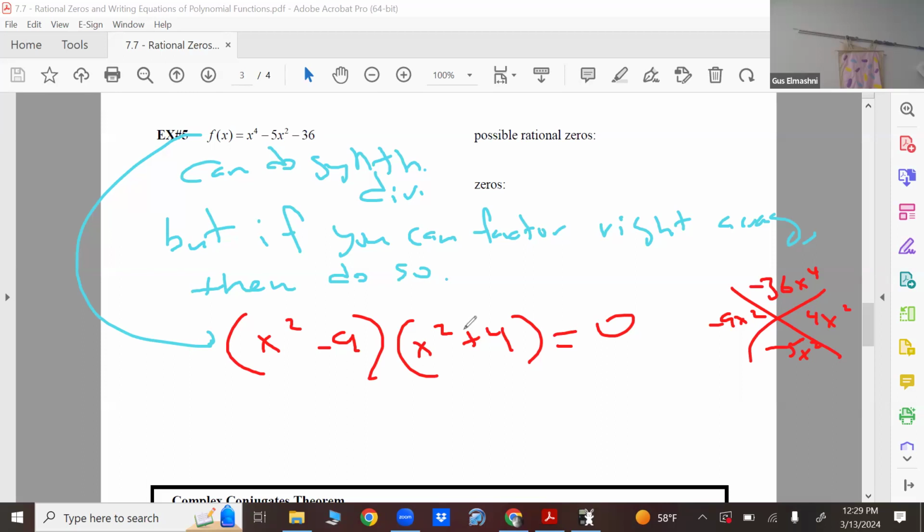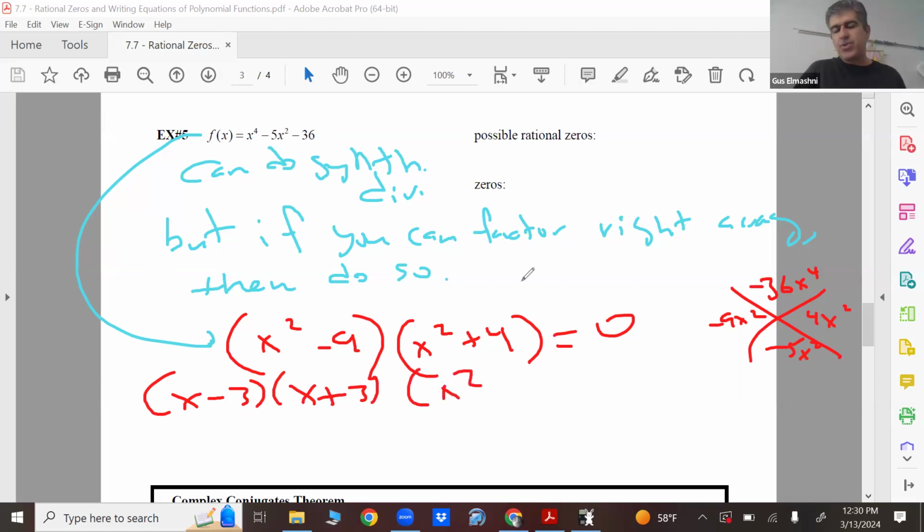Can I break this down further? X squared minus 9, what kind of factors are those? Difference of two squares. I could break that down further, like this. So if you can do that, I think that saves some time. The possible rational zeros, sure, you could write them out, but you know what? I'm not going to do that because I factored.